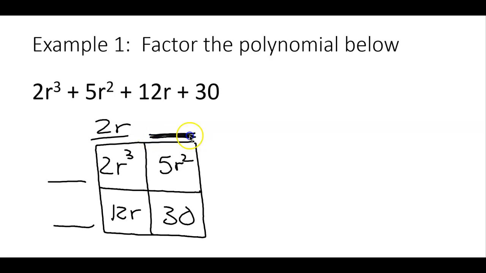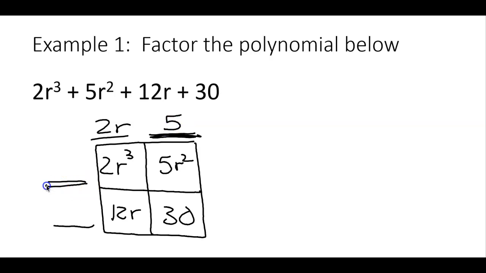So to do the next box over, this one, we're going to look at this row. What can we take out of there? Any r's? No r's this time. The 30 doesn't have any r's to give. So this one is just simply 5.